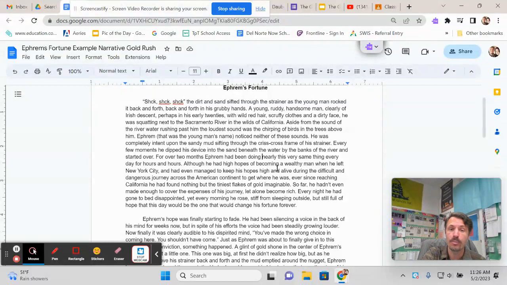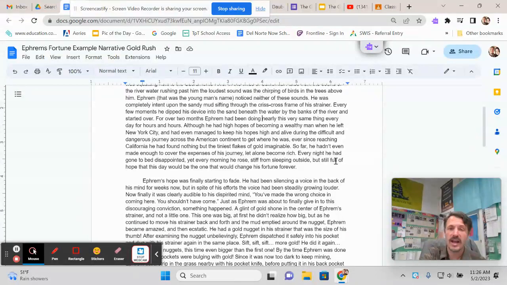Although he had high hopes of becoming a wealthy man when he left New York City, and had even managed to keep his hopes high and alive during the difficult and dangerous journey across the American continent to get to where he was, ever since reaching California, he had found nothing but the tiniest flakes of gold imaginable. So far, he hadn't even made enough to cover the expenses of his journey, let alone become rich. Every night he had gone to bed disappointed. Yet every morning he rose, stiff from sleeping outside, but still full of hope that this day would be the one that would change his fortune forever.